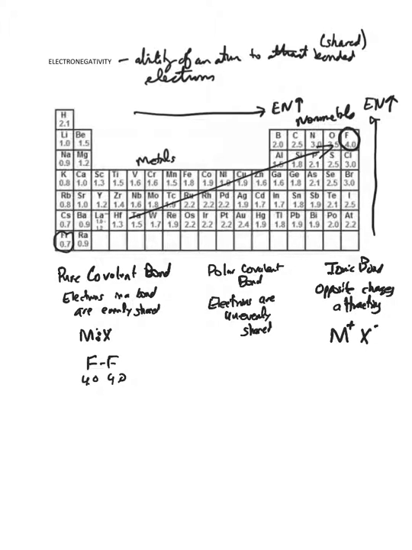Whereas in an ionic bond, say something like sodium fluoride, where sodium has an electronegativity of 0.9 and fluorine is 4.0, that difference in electronegativity is 3.1. That delta, that triangle, is a capital Greek delta, and it means difference. And so that's a very large difference when it comes to electronegativity.